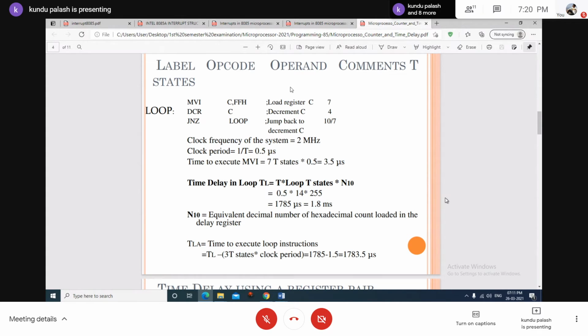So the total T states for executing this program code will be x multiplied by 7 plus 7, that is 14, plus 4, 18, plus 10. So x into 18 plus 10, that will be multiplied by 0.5 microsecond, and that will be the time delay. Now, writing this equation, how much time will be required? We can form an equation, from which we can solve what will be the single byte value to generate that amount of time delay. But the time delay is limited for a single byte register. It must be kept in mind.